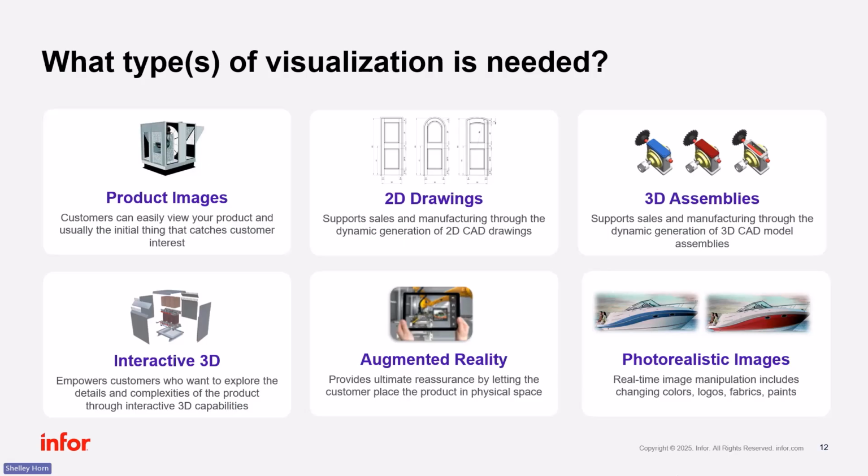I mentioned the different types of visualization. We can provide static images as part of a selection or configuration process. This is pretty much table stakes. Everybody has that, but at the same point, they can be very valuable. I showed to you the dynamic and fully parametric 2D drawings like you can see with the interior door. We can present 3D CAD model assemblies like this gearbox. It can be used downstream in the manufacturing processes. We also have real-time interactive 3D capabilities that engage that buyer when they're researching, and it provides a visual confirmation of the product that they've just selected or configured.